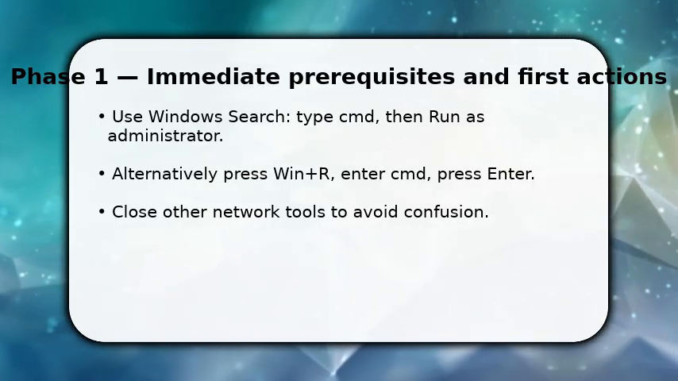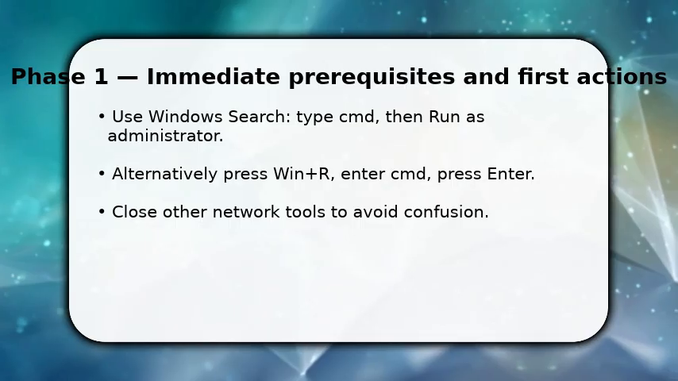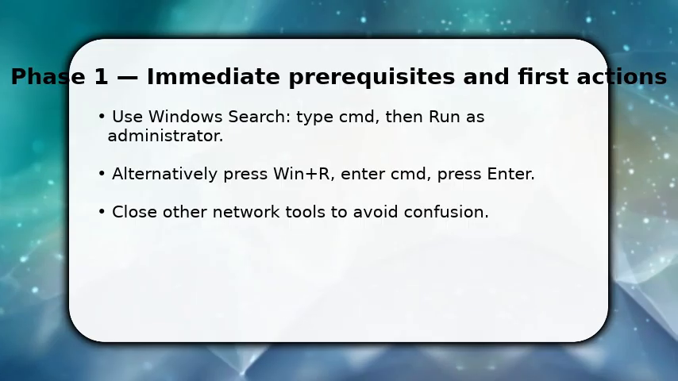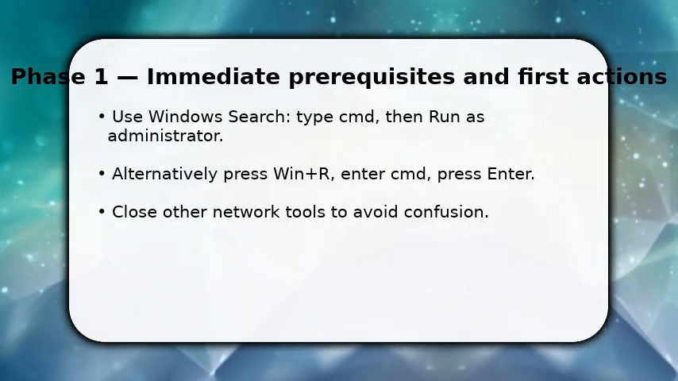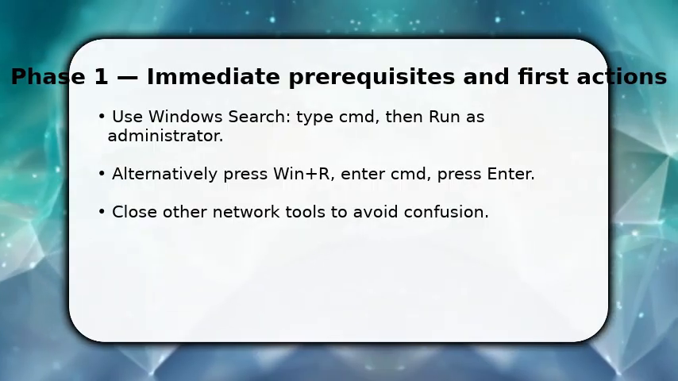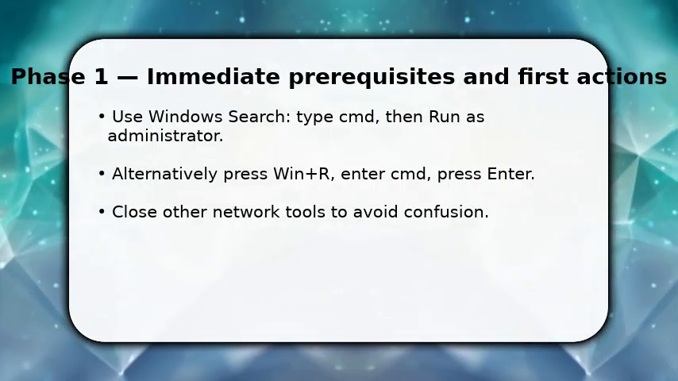You will see sections for Ethernet and wireless adapters. That is where MAC addresses appear as physical address. Make sure to focus on the adapter you use, otherwise you may read the wrong MAC. If you prefer a quicker list, note the exact adapter name now.